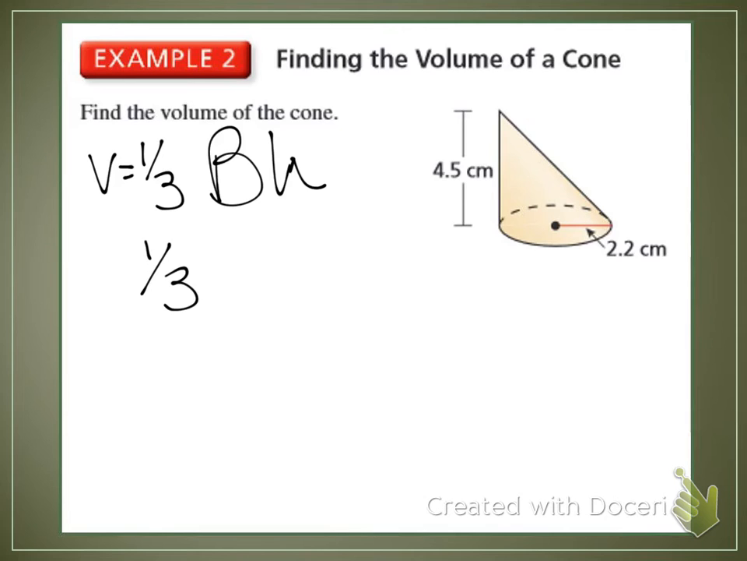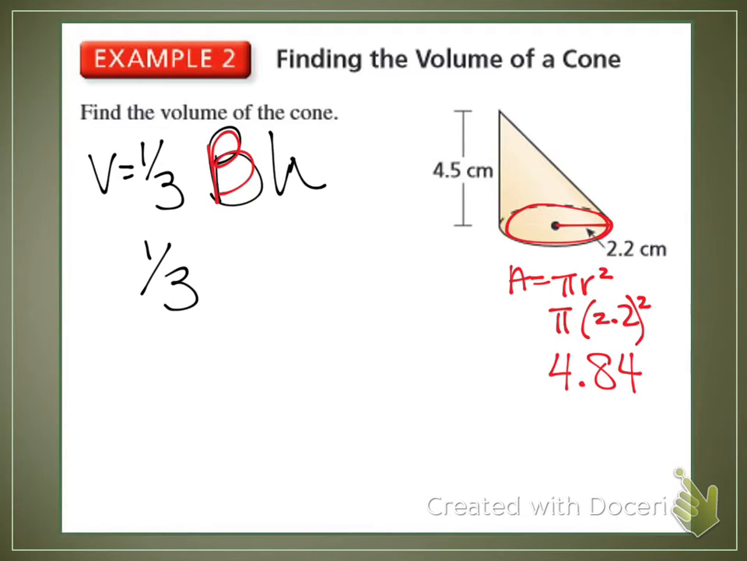The shape of the base is a circle. So again, you can either plug in pi r squared and just do it all at the same time, or you can go off to the side. Area equals pi r squared. The radius is 2.2, and then squared. So what do we get for our area? 4.84.